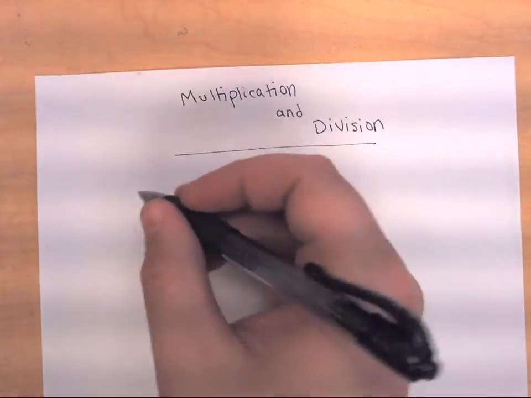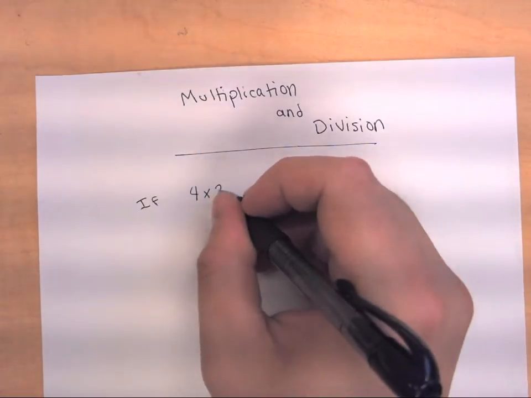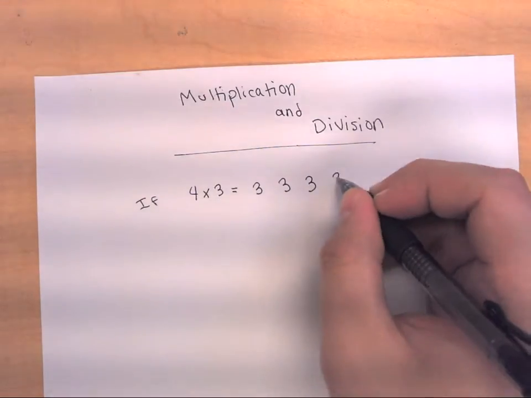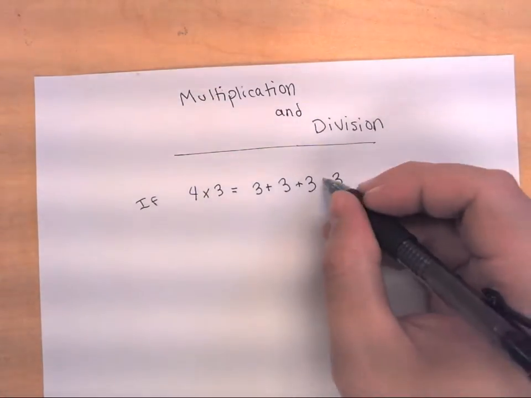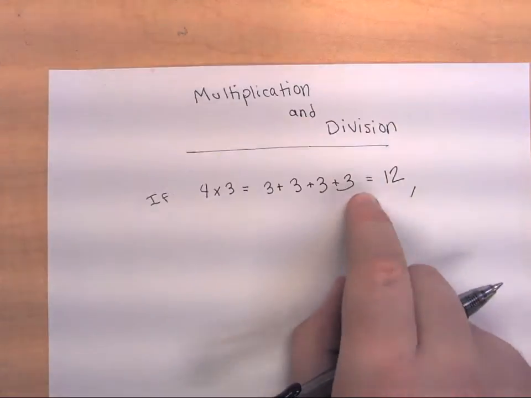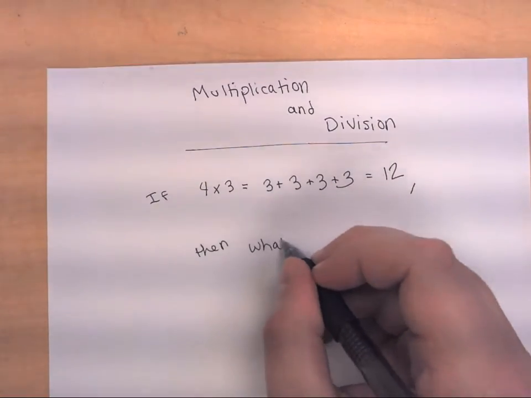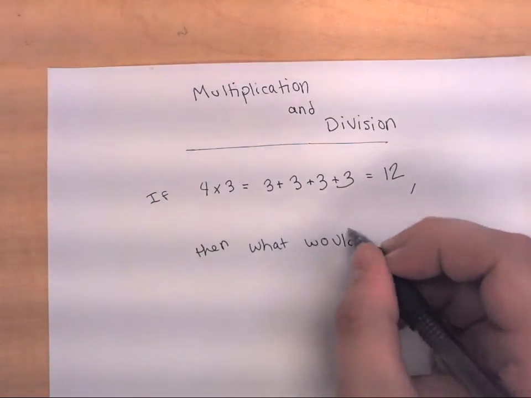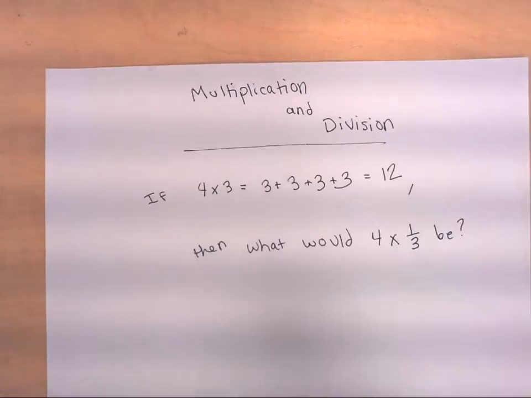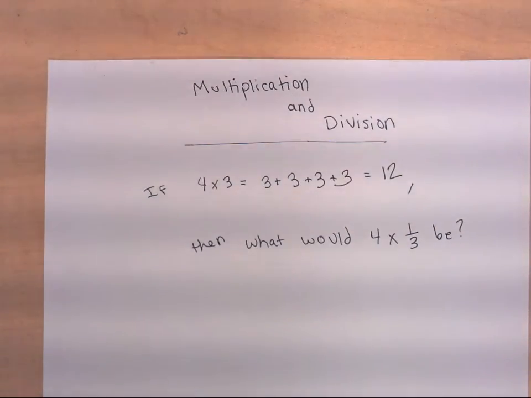So I told them that if 4 times 3 is equivalent to 4 groups of 3 added together, that if this expression is true, then what would 4 times 1/3 be? So in other words, what would the product of 4 and 1/3 be?